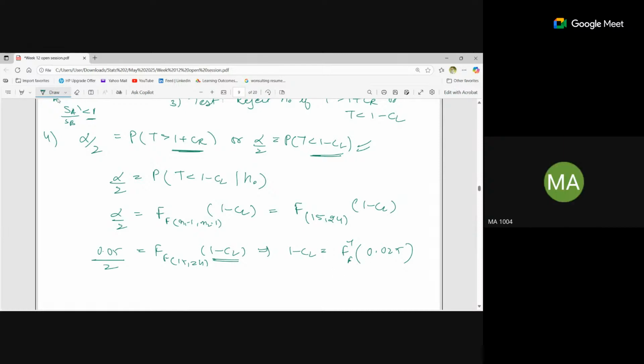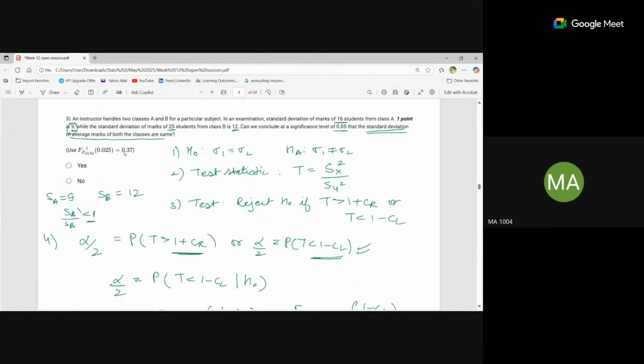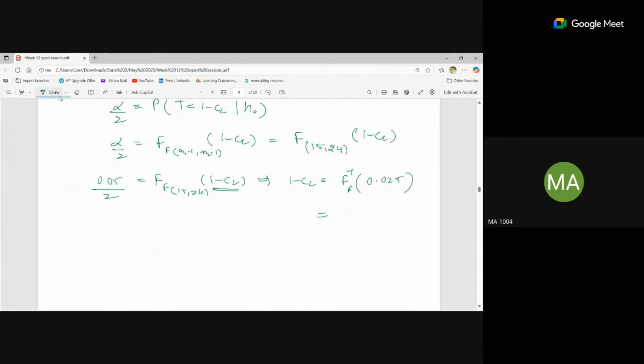Now what will this value be according to the hint? It is given to be 0.37. So you just have to see which value you have been given. This is F inverse of 15 comma 24. In the exam, it can be written as F inverse of 24 comma 15, so you have to remember which value you have to take. So my 1 minus CL is coming out to be 0.37.